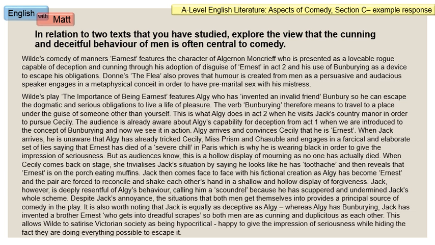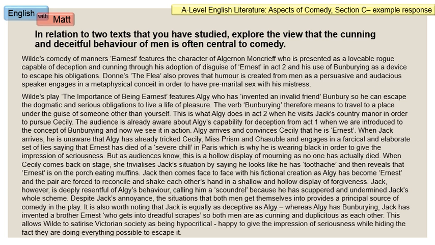So it says, whilst Comedy of Manners, Earnest, features the character of Algernon Moncrieff, who is presented as a lovable rogue, capable of deception and cunning through his adoption of the disguise of Earnest in Act 2 and his use of Bunburying as a device to escape his obligations, Donne's The Flea also proves that humour is created from men, as a persuasive and audacious speaker engages in a metaphysical conceit in order to have premarital sex with his mistress. So that intro basically just notifies the examiner what you're going to be talking about, because they don't know what text you've studied. So that helps them know, oh, okay, you're going to be talking about these 2 texts.